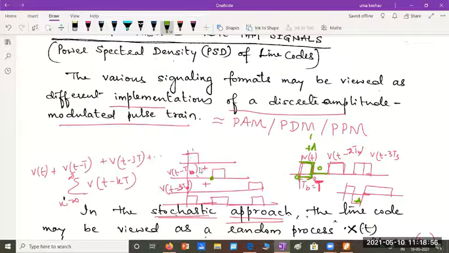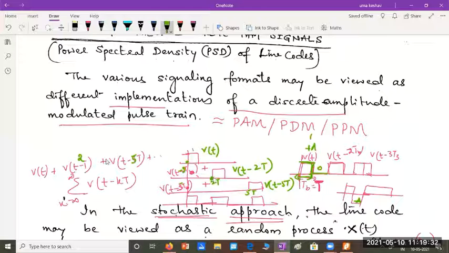See, if this is V of t, this is after 1 or 2 periods, say V of t minus 2T, this one, and this is V of t minus 5T or something like that. So wherever I have ones, I have shifted. This is 5T, this is 2T, this is just at 0. So this represents V of t, this represents V of t minus 2T, this represents V of t minus 5T, something like that. I have just shifted the rectangular pulses to the right.